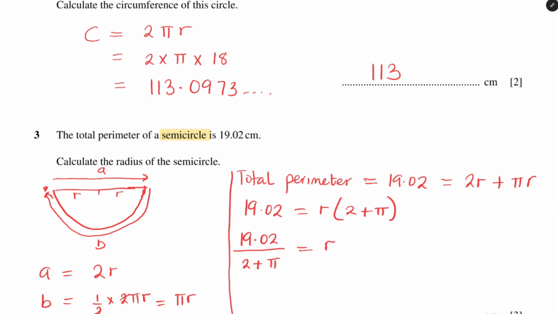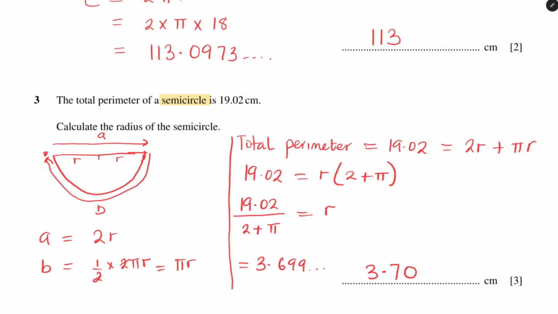Why am I making r the subject of the formula? It's just to make my work easier, and it's also to help me avoid hasty approximation. All right, so if I punch this on my calculator, I am going to have 3.669999 and some other digits. Now to three significant figures, this is going to give me 3.70 centimeters. Remember, the appropriate pi to use will either be your calculator value or 3.142.